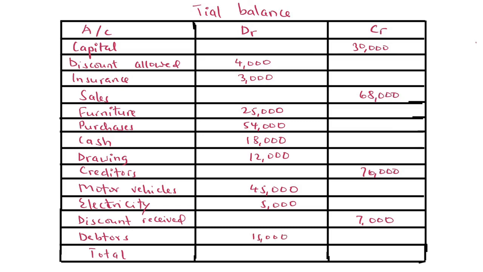After summing the values on a debit side, the total is going to be 181,000 on a debit side. And this is going to be the same amount on a credit side after summing the values, which equals to 181,000. And this is our trial balance.